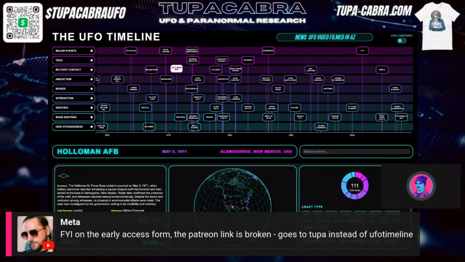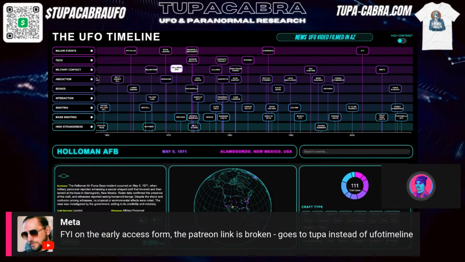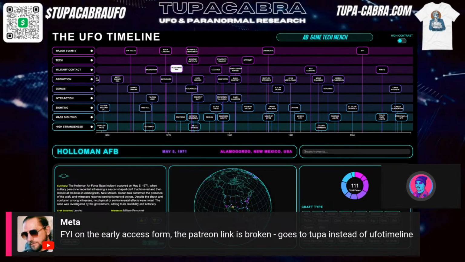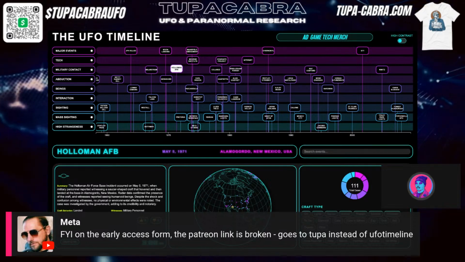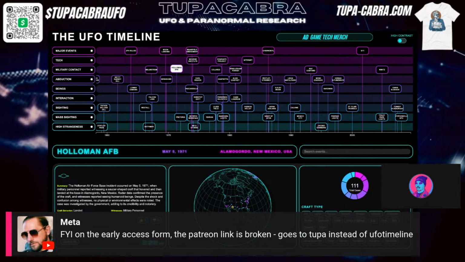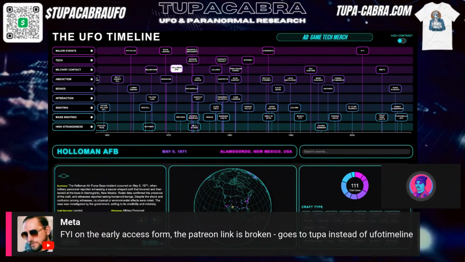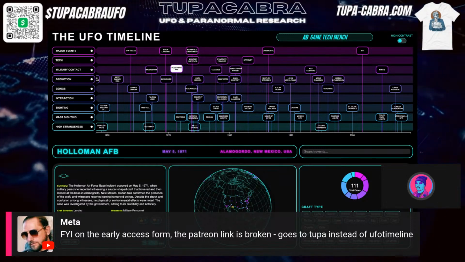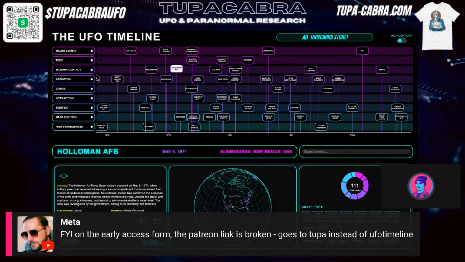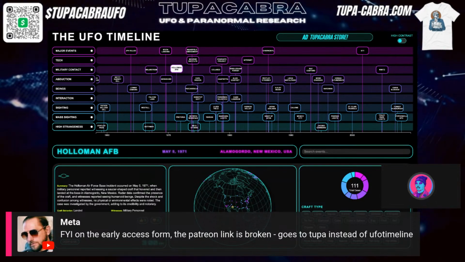FYI, on the early access form, the Patreon link is broken. Goes to Tupa instead of UFO Timeline. Interesting. Because I renamed my. Okay, that's wild. But thank you, Meta, for the tip. I'll get over there and I'll try to fix that ASAP.